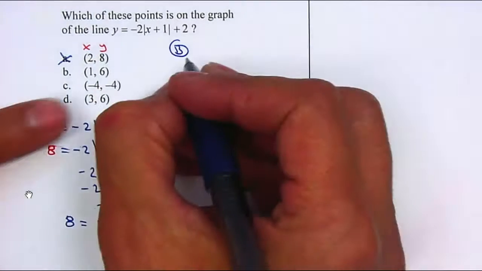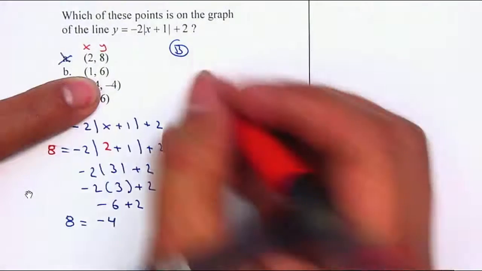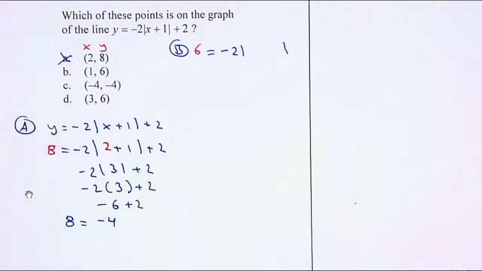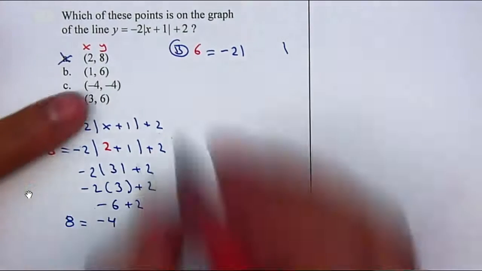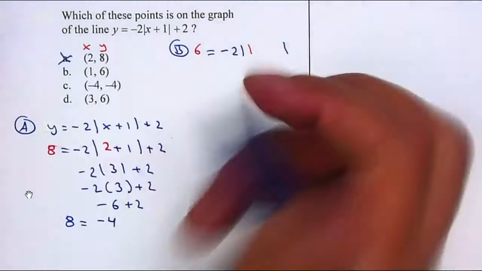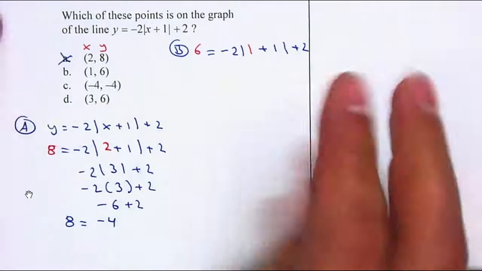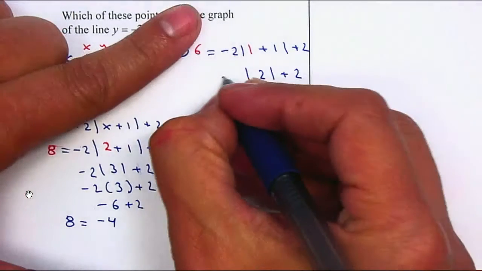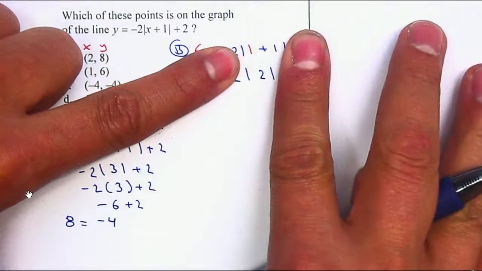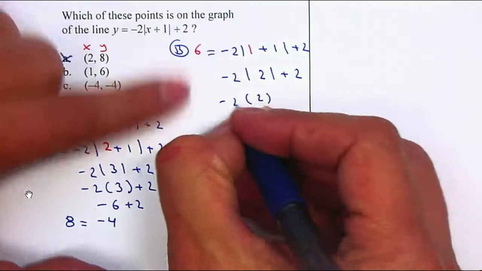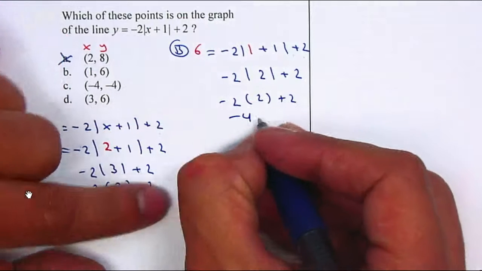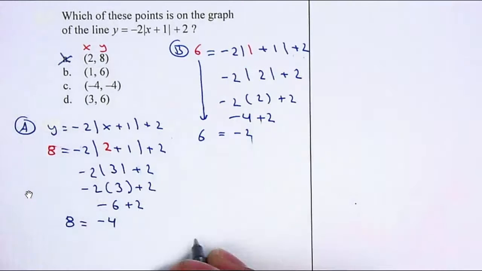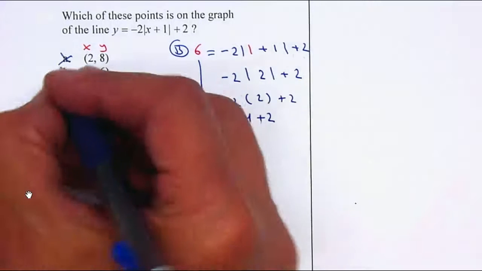Let's try letter B. Let's plug in, instead of the y, I'm going to plug in a 6. Instead of the x, I'm going to plug in a 1. Simplify what's inside the absolute value first. That gives me 2 plus 2 times negative 2. Simplify what's inside the absolute value first. So that gives me a positive 2 times negative 2 plus 2. Negative 4 plus 2 is negative 2. Is that equal to 6? No.